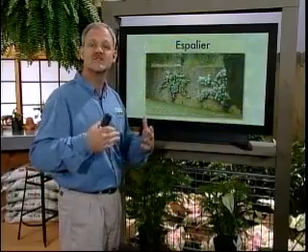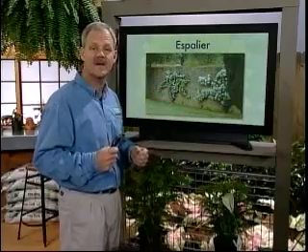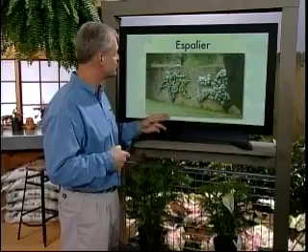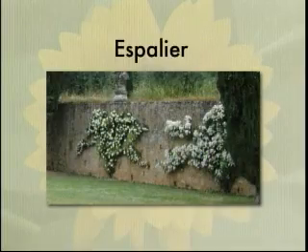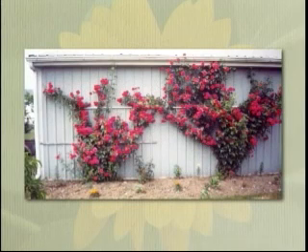Second type of pruning that's unique and shapes plants in unnatural forms is what we call espalier, where we literally train plants in a two-dimensional fashion. Here you can see the rows on the wall, and in this particular backside of a small home, these roses have been trained in a two-dimensional fashion along the line.